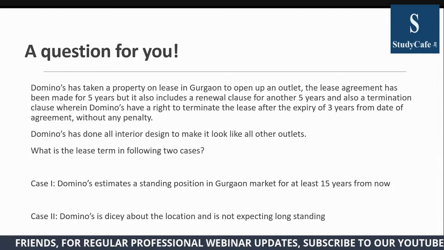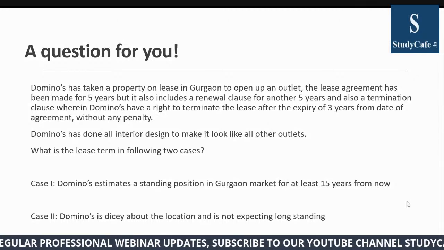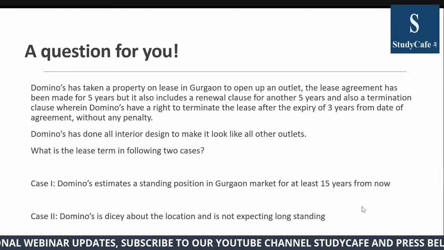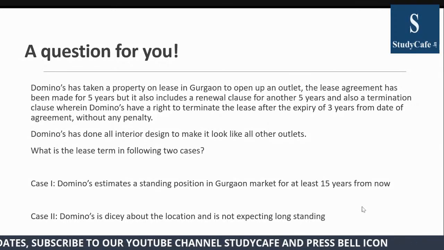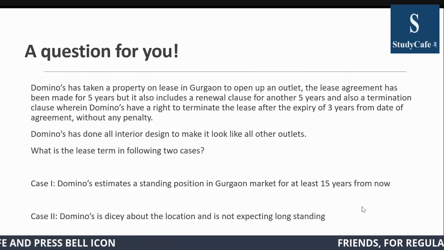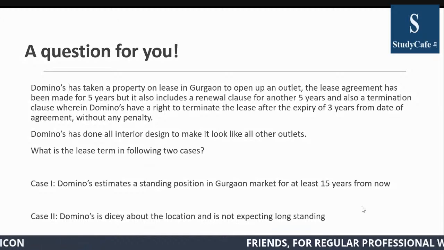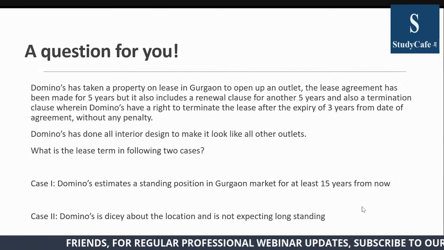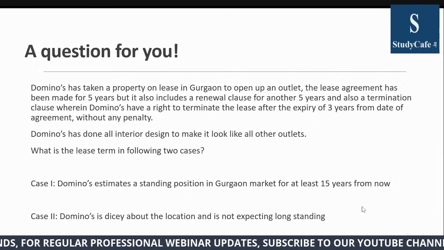Okay, so I'm getting a lot of correct answers. Yes, it will be 3 years. Why? Because in this case, Domino's will assess and see that they might exercise their right to terminate. So the non-cancelable period in that case will be 3 years only, because after that, Domino's is expecting to terminate their lease contract.